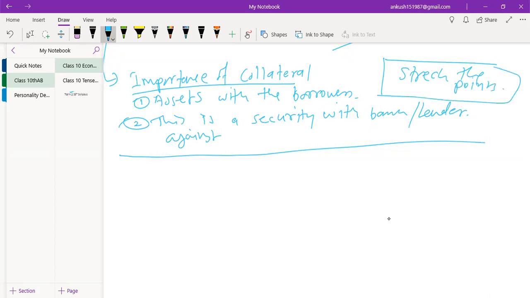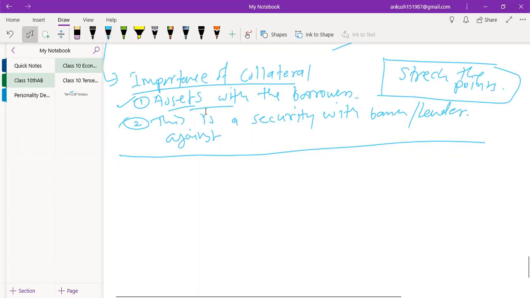Stretch the point, it means what I want to say is: give examples. Examples of the asset with the bank. You would have to add the name of the asset over there and write the proper point. I have written only in points here. You may also write about the bad impact of collateral upon the bank as well as the borrower. Understood? Such kind of importance you have to tell or write in the exam. Have you got it?